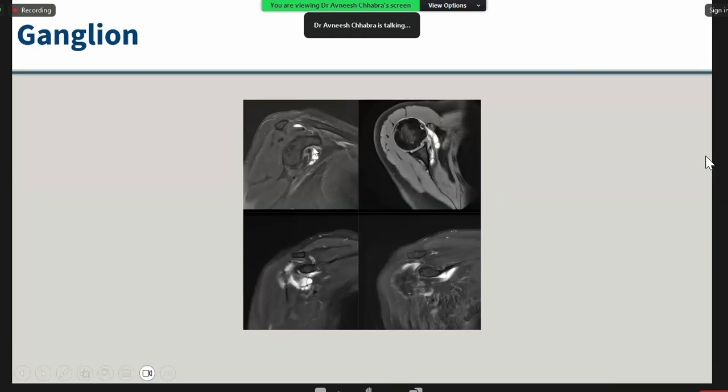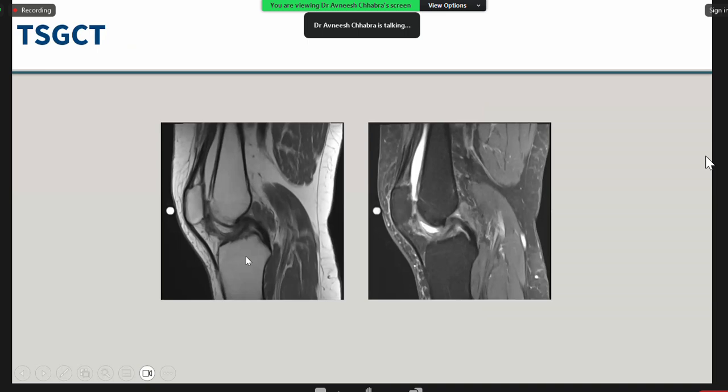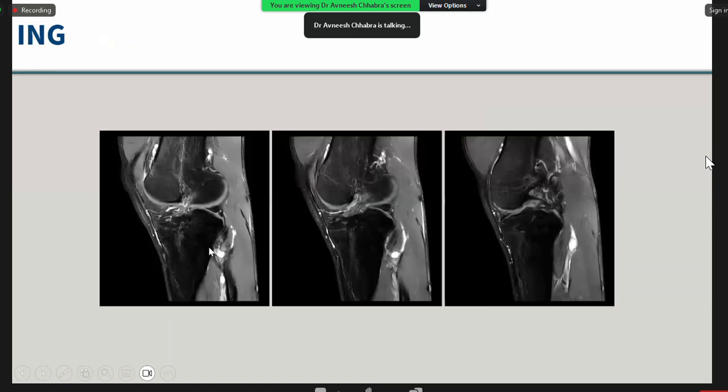So here you have a ganglion coming out of the subscapularis bursa, benign. And here you have this thick synovium going along the ligamentum mucosum and also in the back. So this is tenosynovial giant cell tumor. Here you have a ganglion going along the nerve into the tibial nerve. So there's an intraneural ganglion. They usually have this garland appearance.